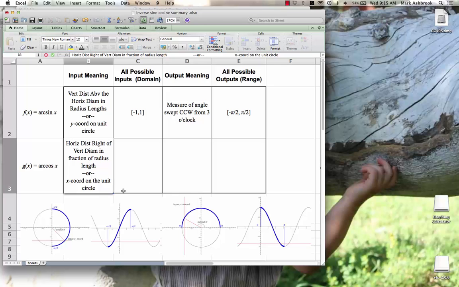All right, so horizontal distance right of vertical diameter, in fraction of radius length, or x-coordinate on the unit circle, right? It's going to be the output of cosine, and it will be the input of arccosine. Okay, so what are all possible inputs? Derek? Okay, all possible fractions of a radius, horizontal distance, -1 to 1. So now we're talking about, from here, -1 to 1, all possible horizontal distances.